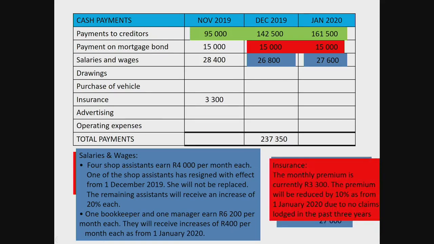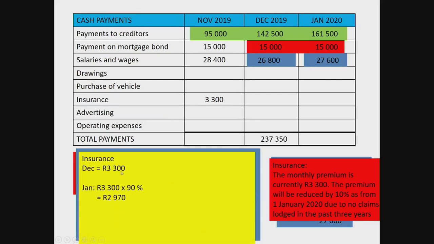Okay, let's move to the next item. The next item, they're talking about insurance. So it says the monthly insurance premium is currently 3,300, which is the figure that's typed in already in the November column. Then it says the premium will be reduced by 10% as from January, which means we will no longer be paying 3,300, we will be paying 10% less due to the fact that there was no claims lodged in the last 3 years. Okay? So now the insurance for December will remain 3,300 because the reduction only kicks in January.